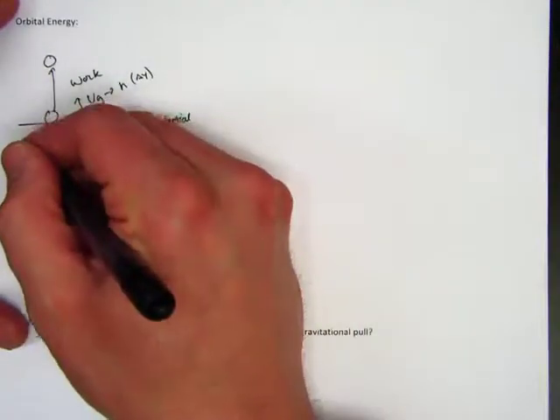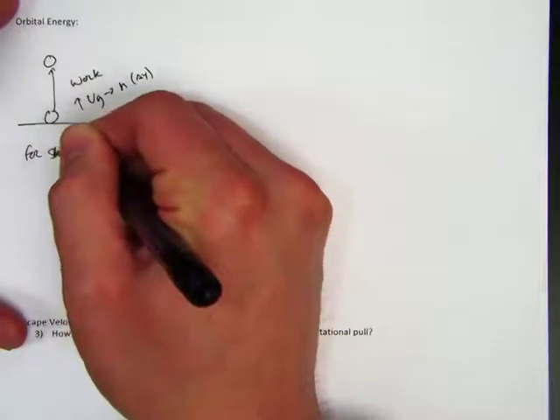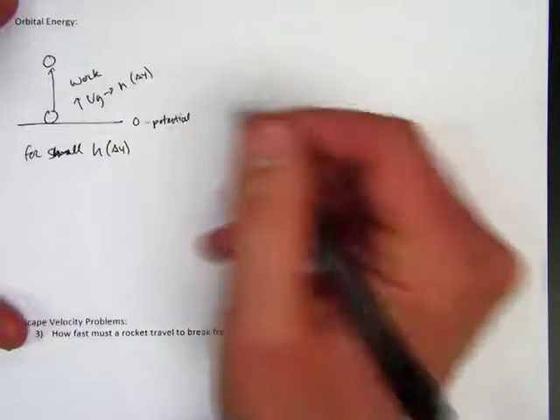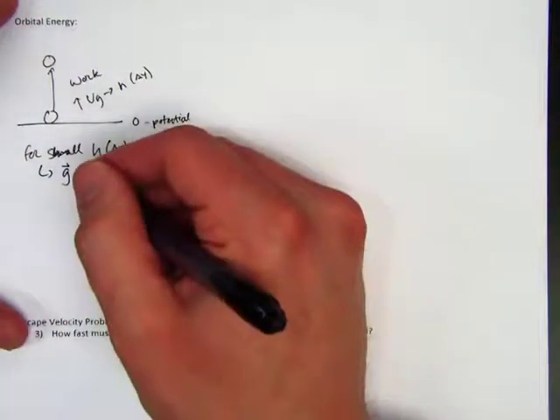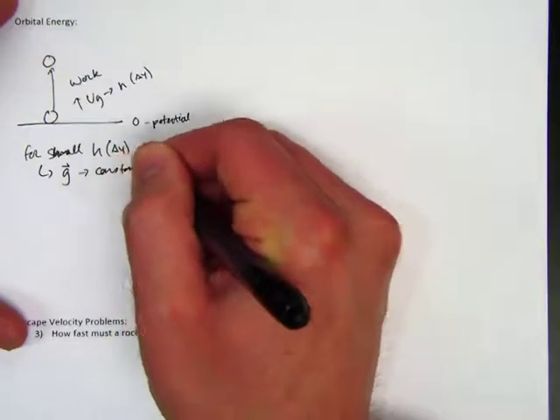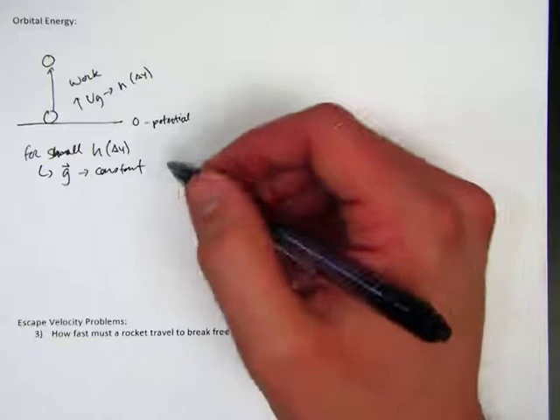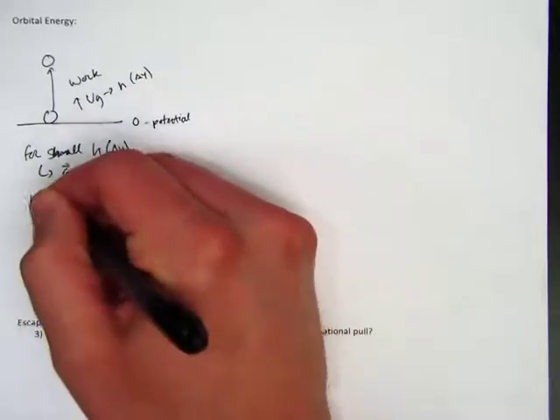And for small h's, sorry, that's supposed to be an m, or delta y's, the gravitational field strength of the Earth, or the acceleration due to gravity g, remains constant, or it changes so small that it's negligible. So let me write an equation here.